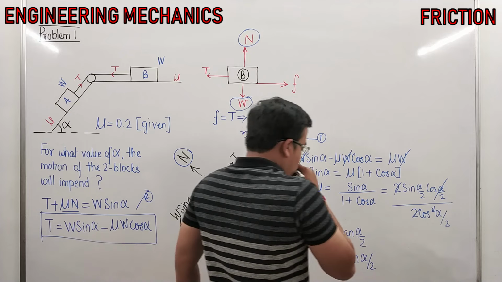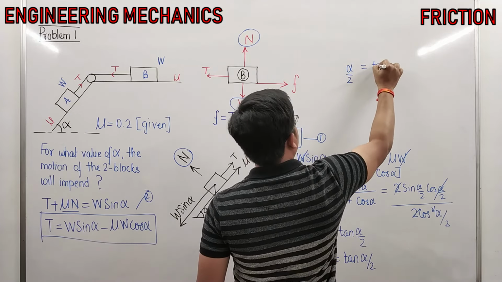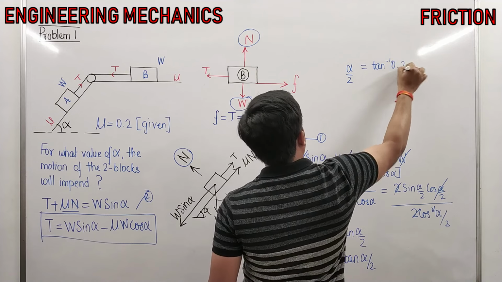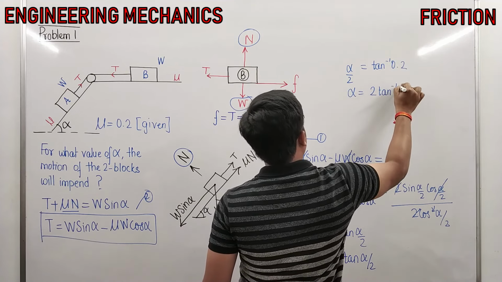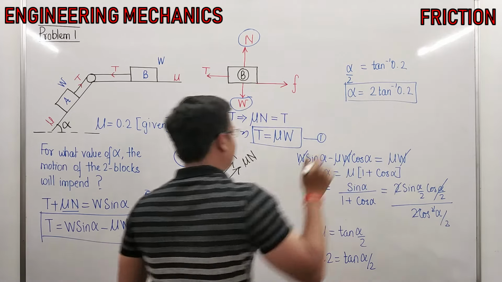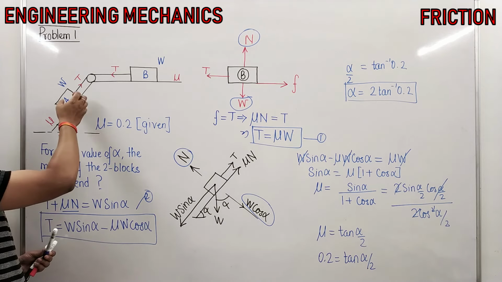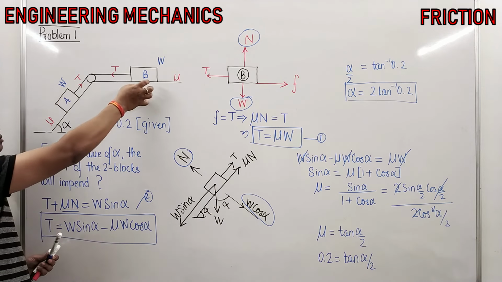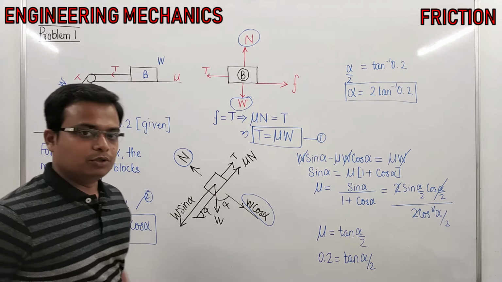So alpha by 2 is going to be equal to tan inverse 0.2. Or you can also say alpha is equal to 2 times tan inverse 0.2. So that is your answer. For this value of alpha, the motion shall impend. This block will just start to move down the plane. This block will just start to move left off of its original position.